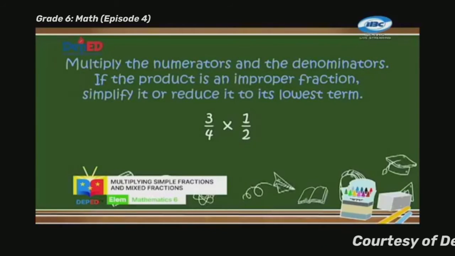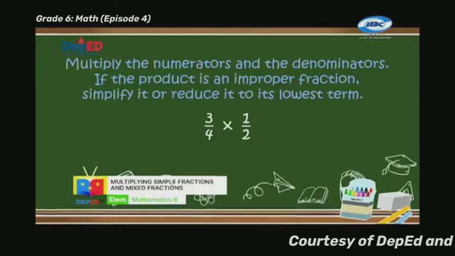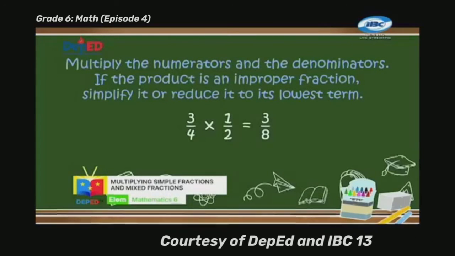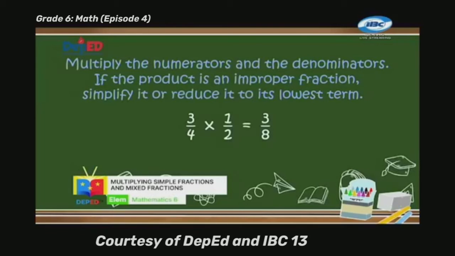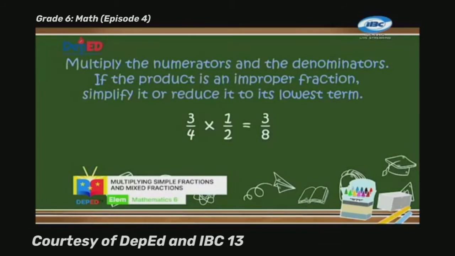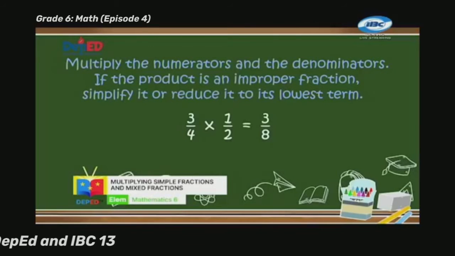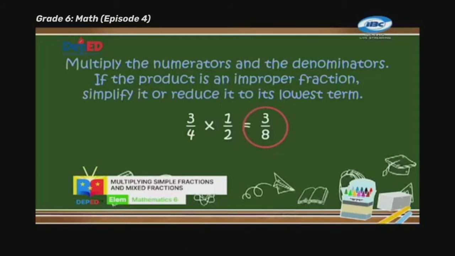For example, 3/4 times 1 half. First, multiply the numerators. 3 times 1 equals 3. Next, multiply the denominators. 4 times 2 equals 8. So we have 3/8. Is it already the lowest term? Yes, 3/8 is the final answer.